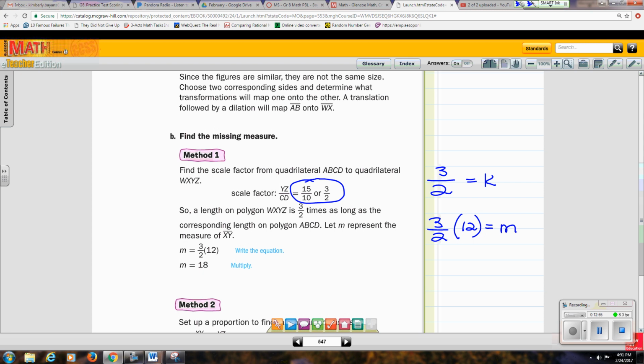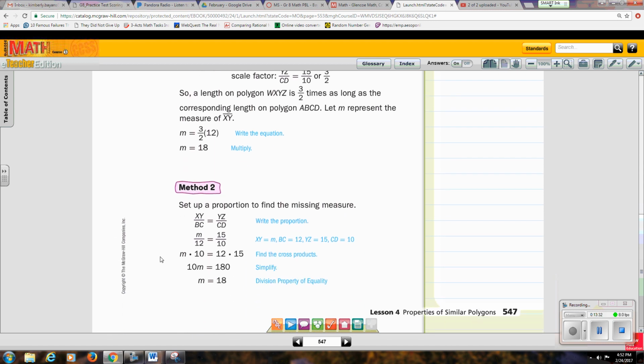That's another way you could do it. Take your scale factor times the corresponding side of your missing side, and when you multiply that, you get 18. So either way, you get the same answer. I like setting up a proportion because to me, a proportion makes a lot more sense: big side to small side equals big side to small side. That is, I think, what they did below. Here's the proportion. Exactly what we did: big side to small side, big side to small side, corresponding sides.